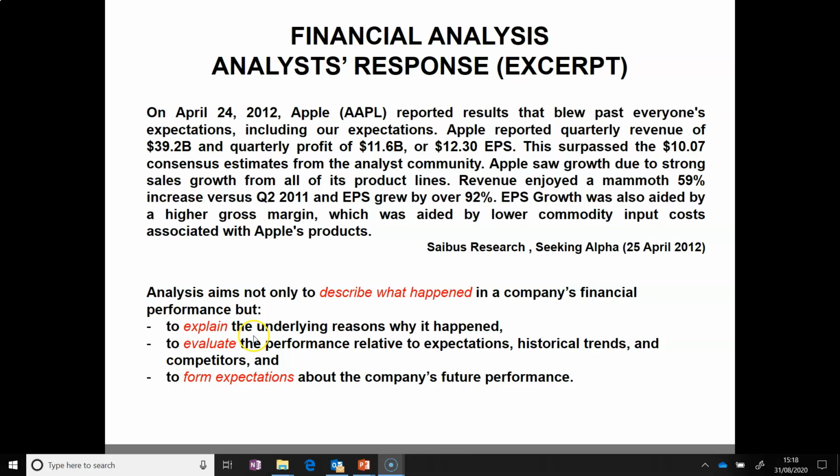present, and future. In the case of Apple, we see that Apple has performed better than expectations in terms of revenue, profits, and dividends. Higher profits were made possible by growth in sales and higher gross profit margin. The higher gross profit margin was the result of lower input prices for Apple's products. We see here that financial analysts are not only describing the financial performance of the company, but also explaining and evaluating it, allowing them to form expectations about the company's future performance.